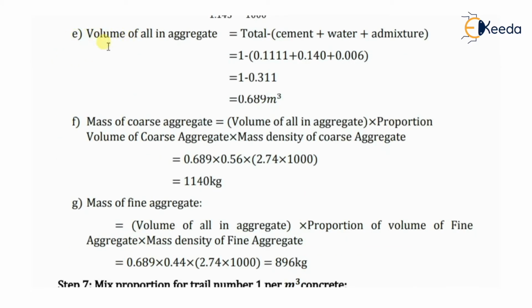Let's calculate the volume of aggregate. From the total volume, if I subtract the volume of cement, water and admixture, I will get the volume of total aggregates, that is the volume of coarse aggregate and fine aggregate, that is nothing but the volume of all-in aggregate. As I have told you, we have to design it for 1 meter cube of concrete mix. So from 1 I will be subtracting the volume of cement, volume of water and volume of admixture, that is 0.11, 0.14 and 0.006, which comes as 0.689 meter cube. So the volume of all-in aggregate will be 0.689.